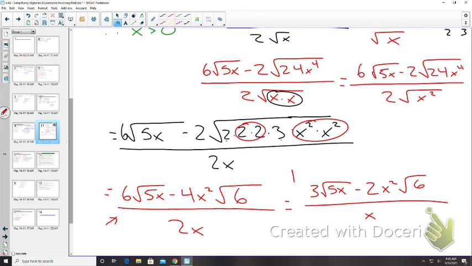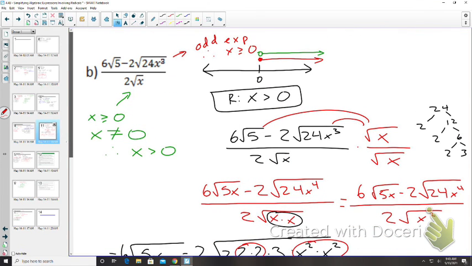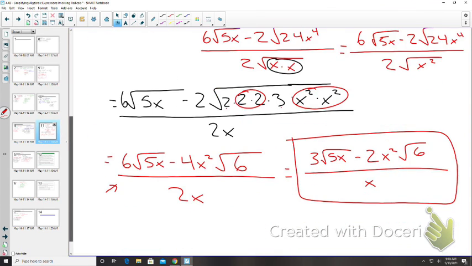Okay, so here is our fully simplified radical, and we have described our restrictions at the top. x must be greater than 0.